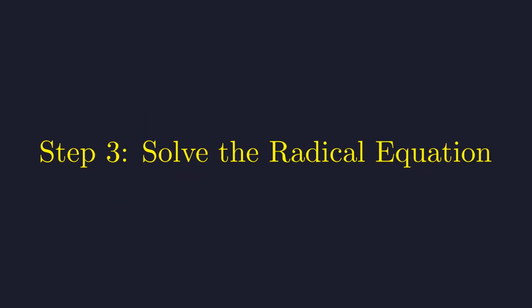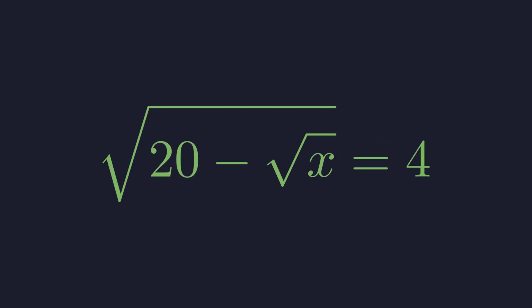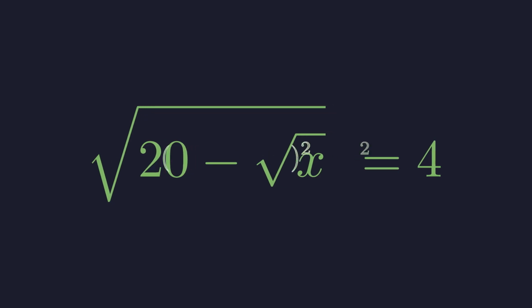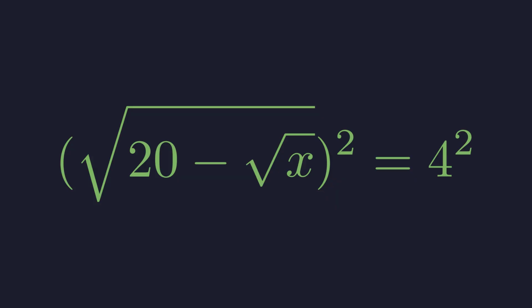Now, we just need to solve for x by systematically removing the square roots. Let's start with our new equation. To eliminate the outer square root, we need to square both sides of the equation. Squaring both sides will cancel out the square root on the left. Let's evaluate each side. On the left, the square and square root cancel out. On the right, 4 squared is 16.